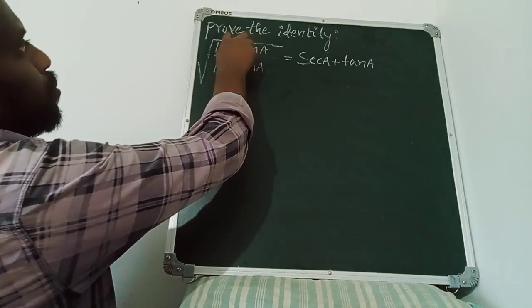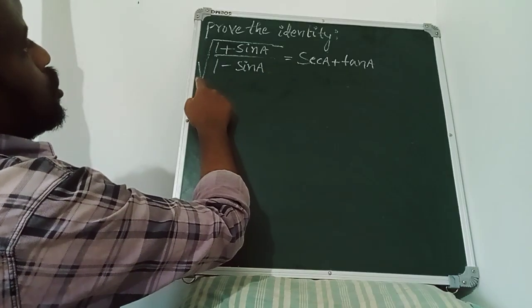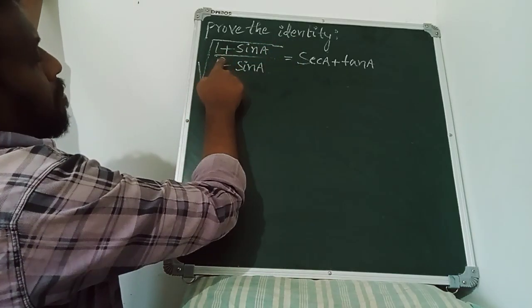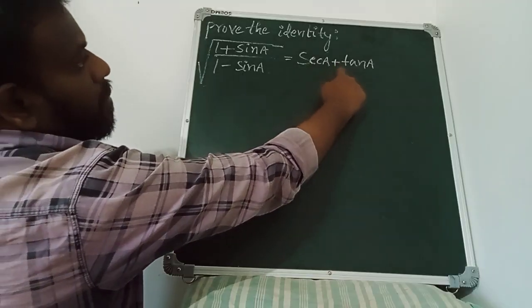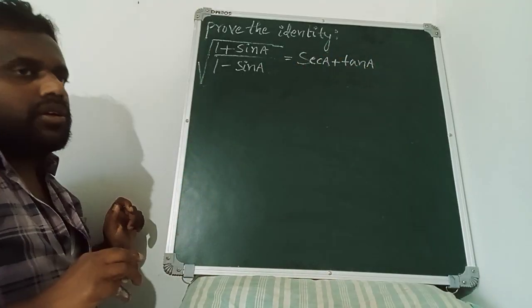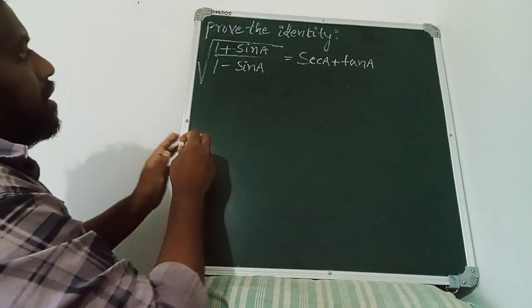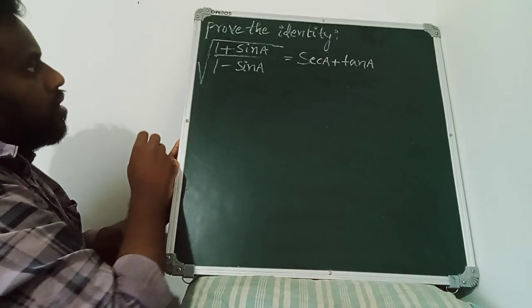Prove the identity: square root of (1 plus sin A) by (1 minus sin A) is equal to secant A plus tan A. We have to prove this identity.